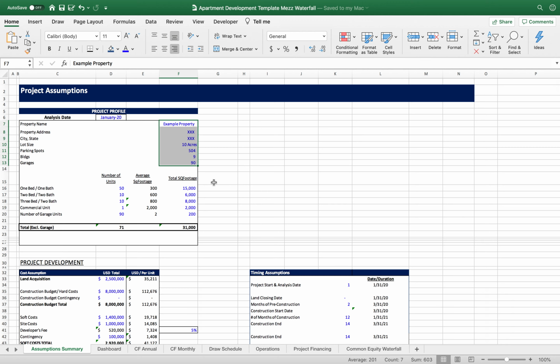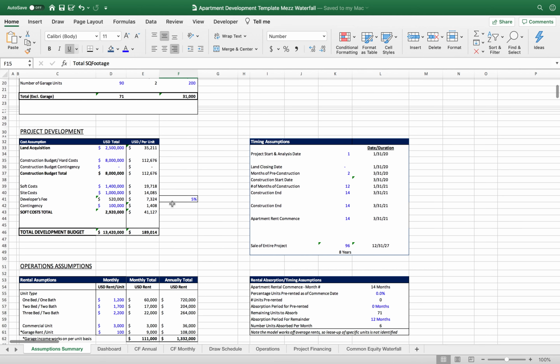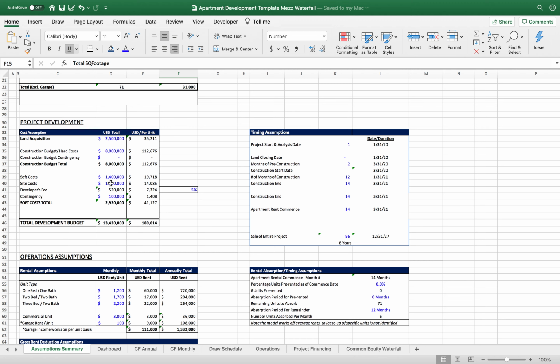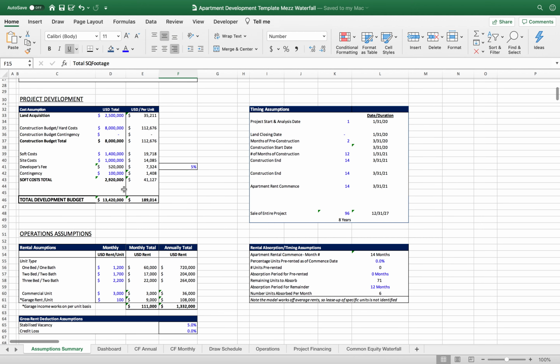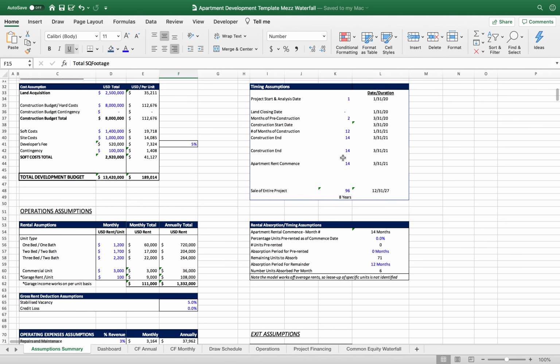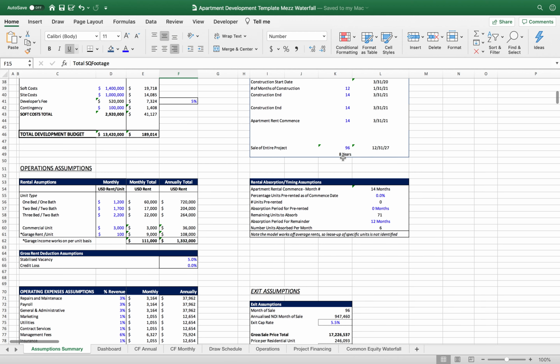Here I have collected all of the inputs which do drive the model. See all of the blue fonted numbers? These can be safely adjusted without breaking the model. So you can choose the analysis starting date, the main details for the property, number of units, the size of the building, the development budget, the timing of the construction, where you can choose the period for construction, any delays, the date for the sale of the entire project.